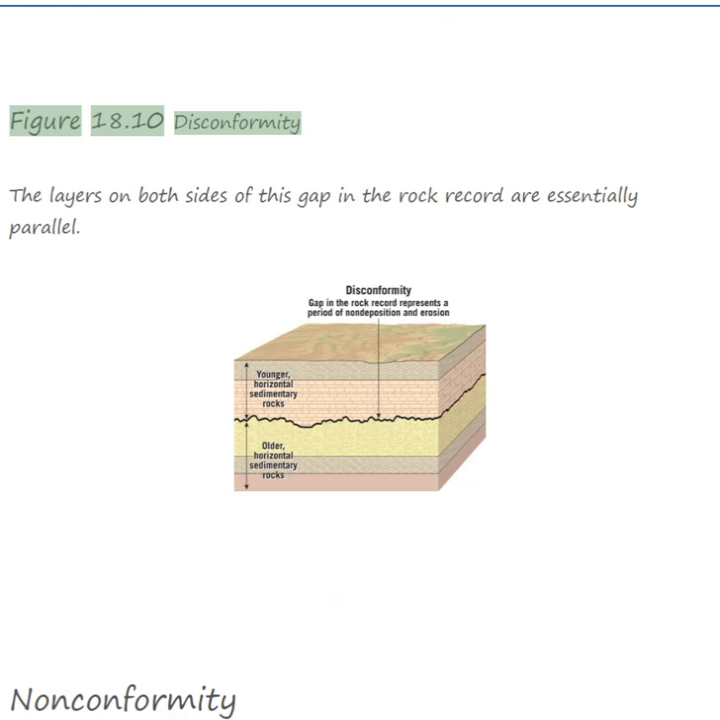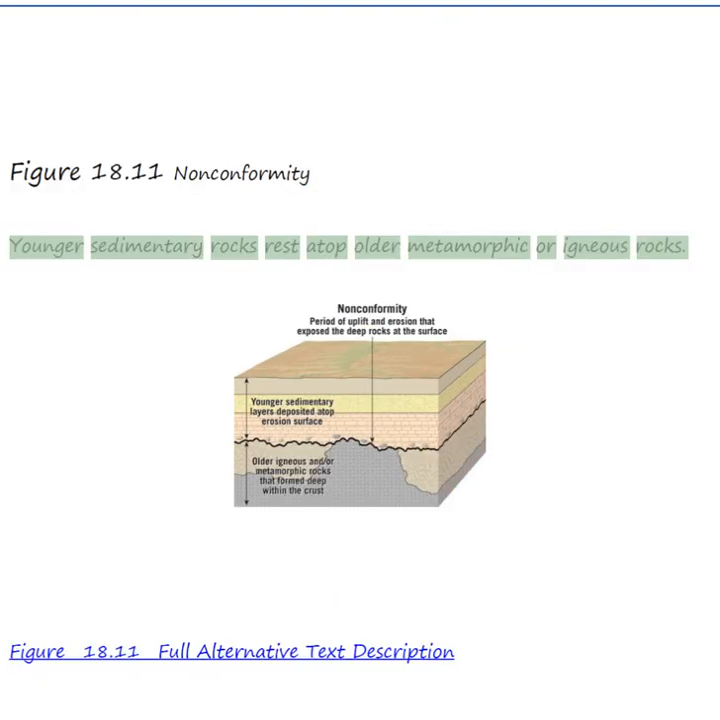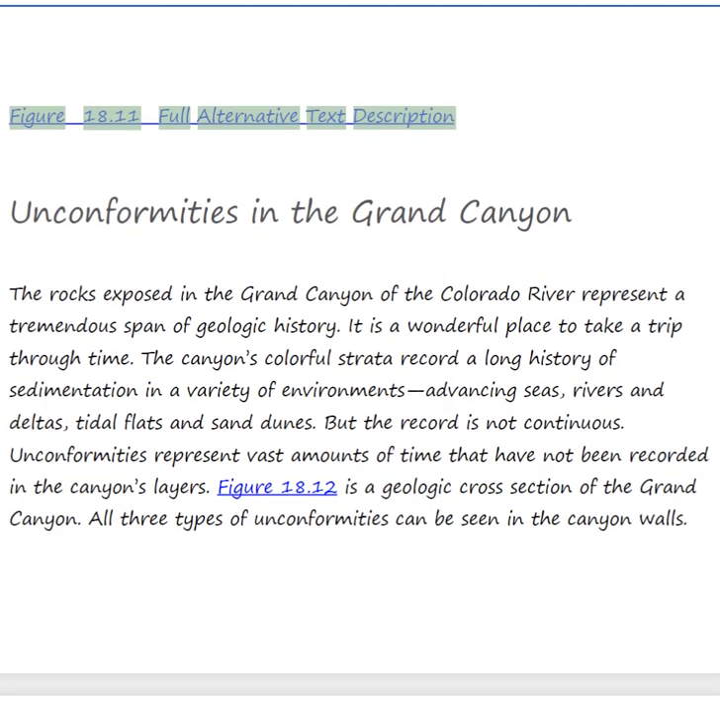Figure 18.10 Disconformity. Younger sedimentary rocks rest atop older metamorphic or igneous rocks. Figure 18.11 Full alternative text description.